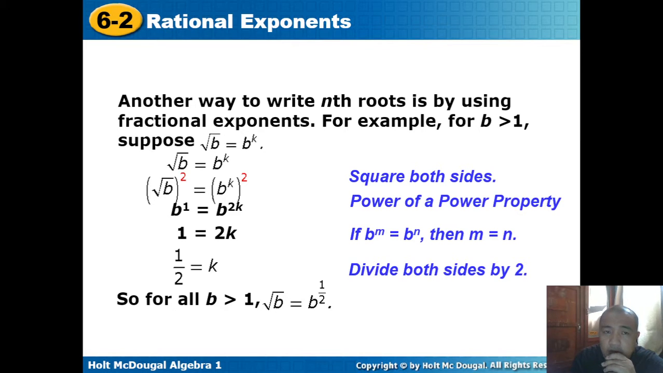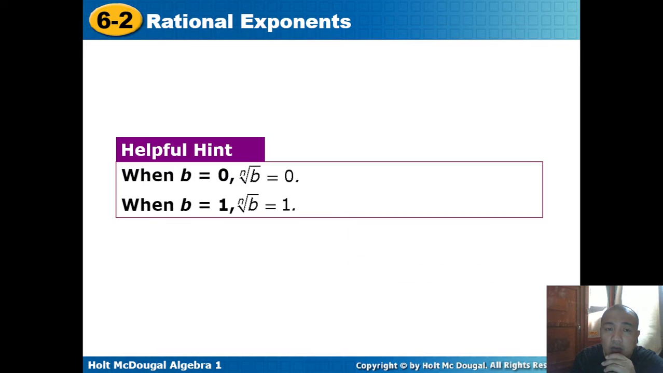So therefore, square root of b is equal to b raised to 1 half. Okay? So whenever it's a square root, the exponent is 1 half. For a cube root, the exponent is 1/3. Okay, that's it. Helpful hint: when b equals 0, nth root of b equals 0. When b equals 1, nth root of b equals 1.